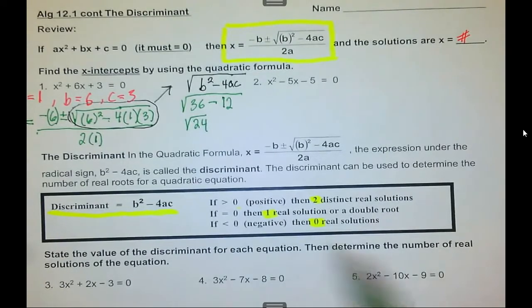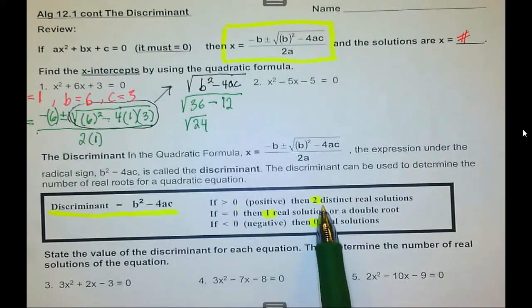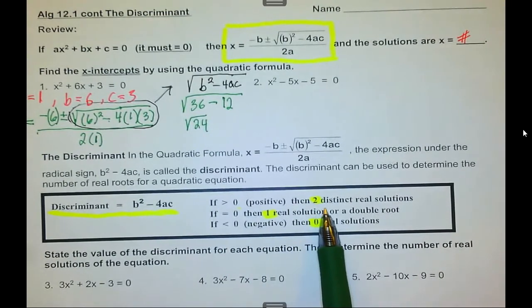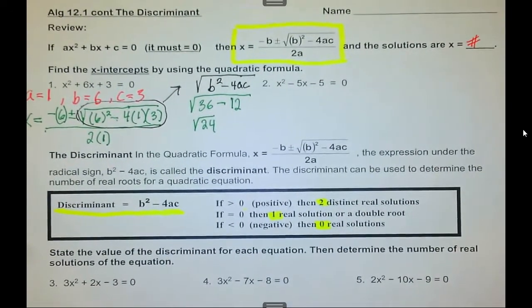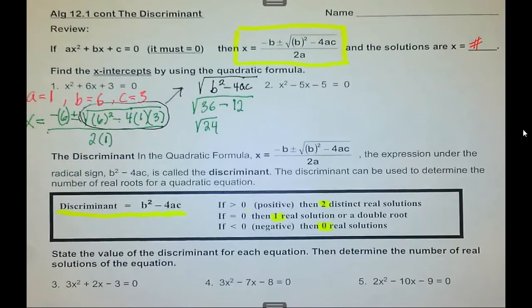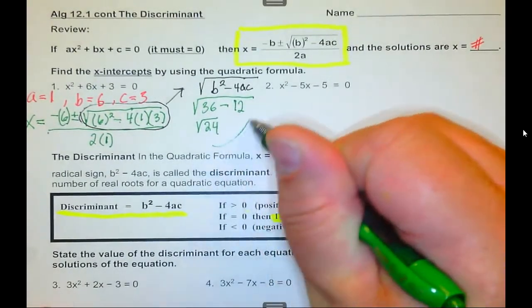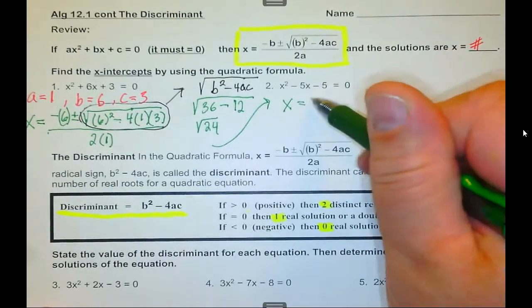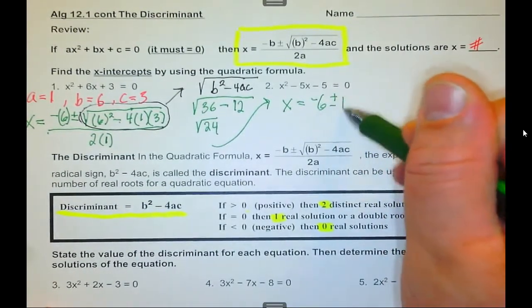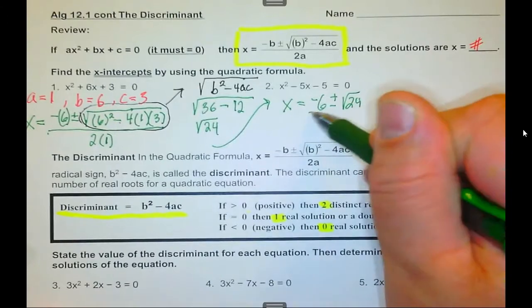2, because 24 is positive. Okay, there's going to be 2 real solutions. Now, if I plug this back in, I get x equals negative 6 plus or minus the square root of 24 all over 2.